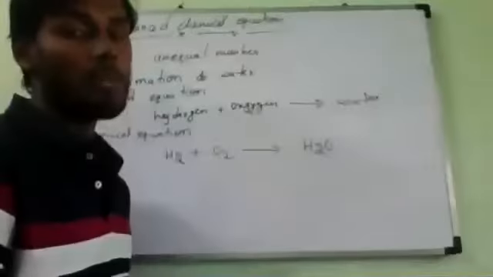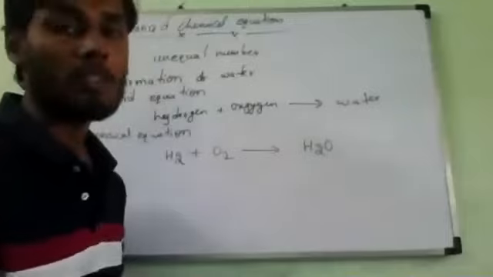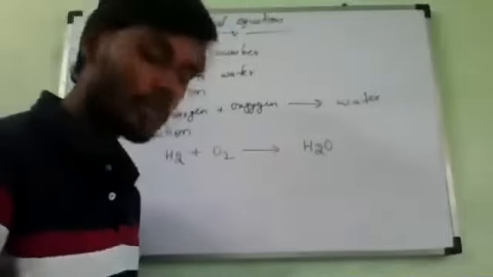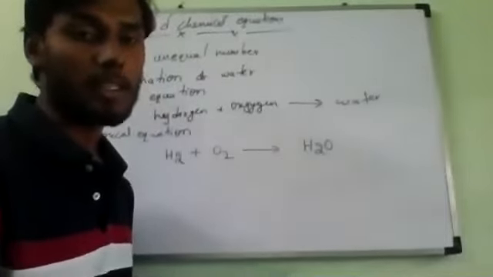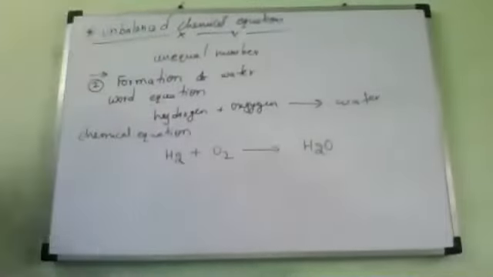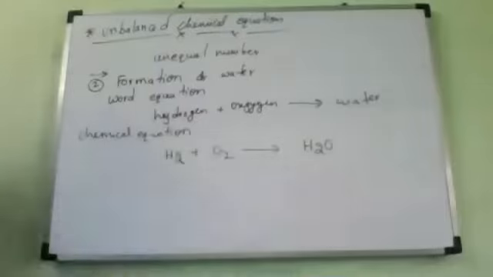Can you repeat it again? An unbalanced chemical equation has an unequal number of atoms of one or more elements in the reactants and the products. Example, formation of water, keep that and write these two. Later only we'll go for it.